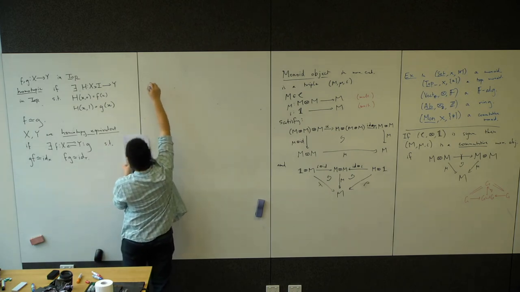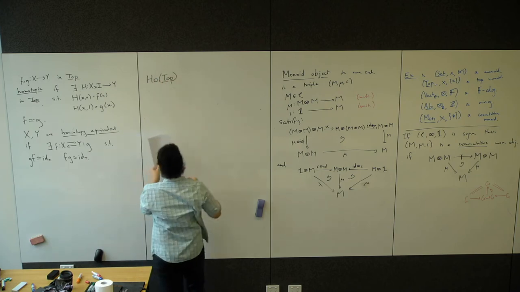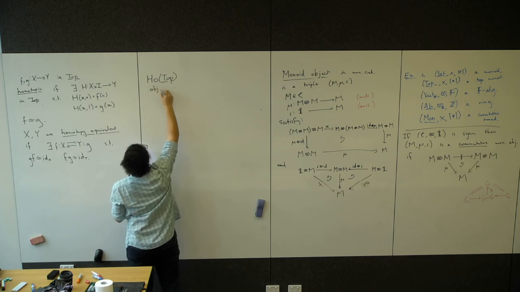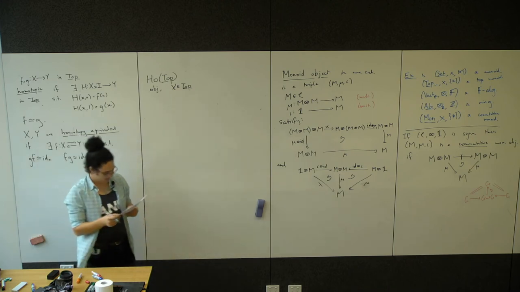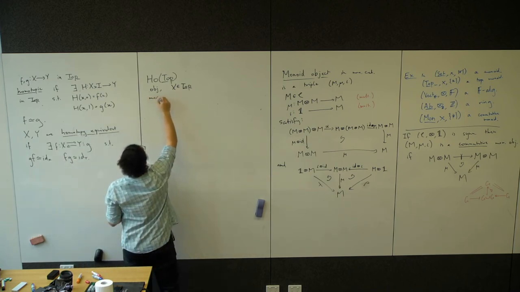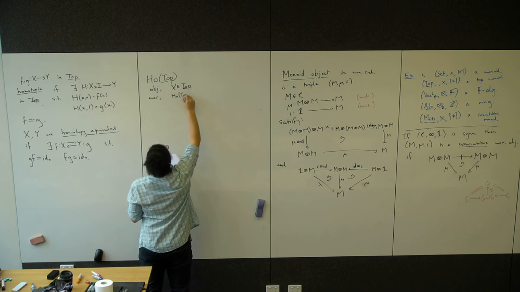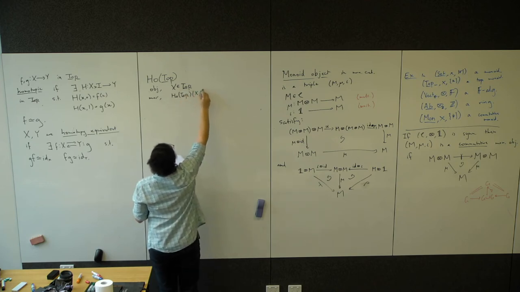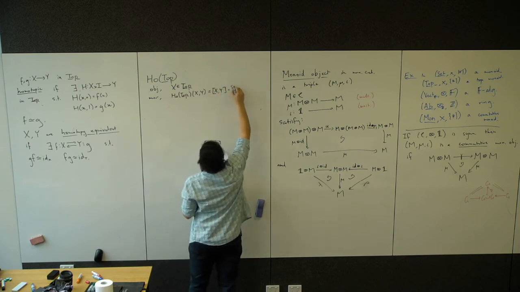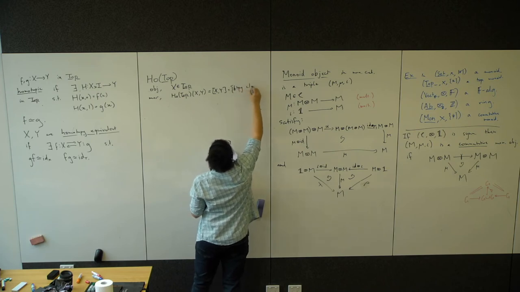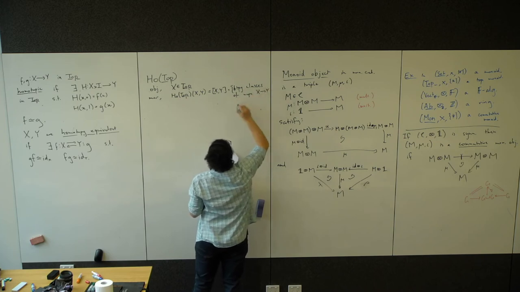So the homotopy category of topological spaces, for which we write HoTop, has as objects topological spaces. So it has the same objects as the category Top. But for morphisms, HoTop from X to Y, we write square bracket X, Y, and this is going to be homotopy classes of maps X to Y in Top.